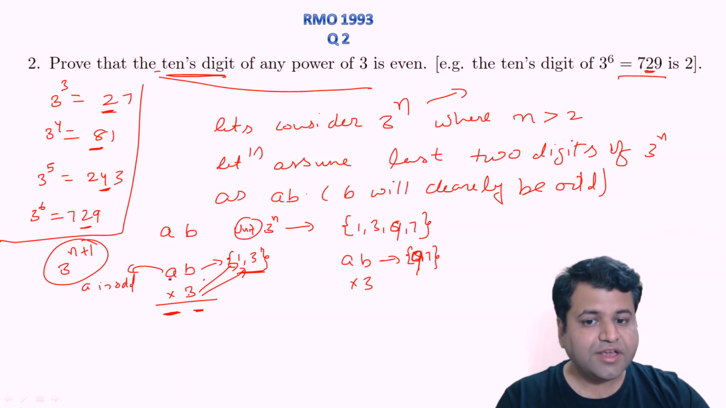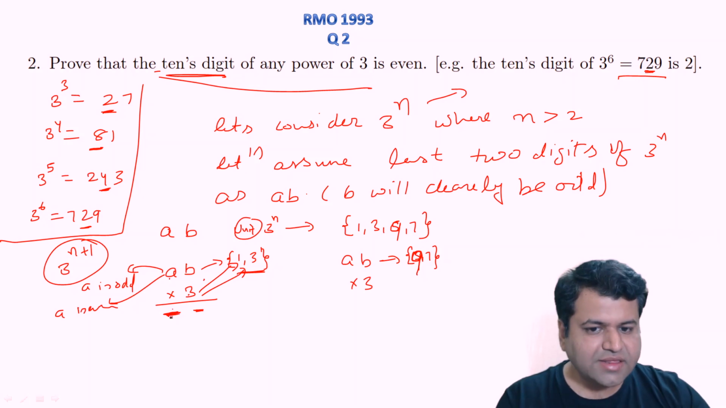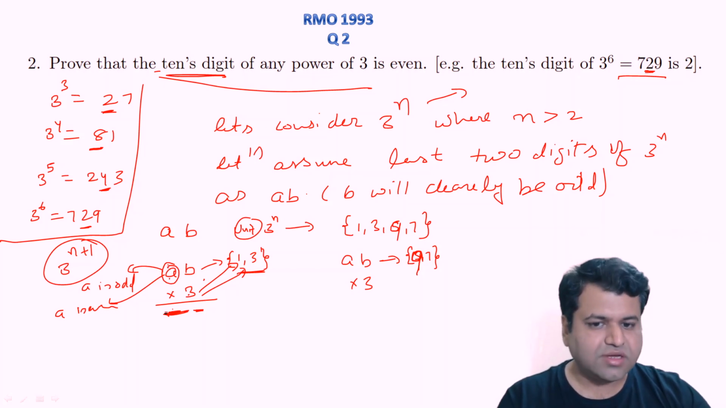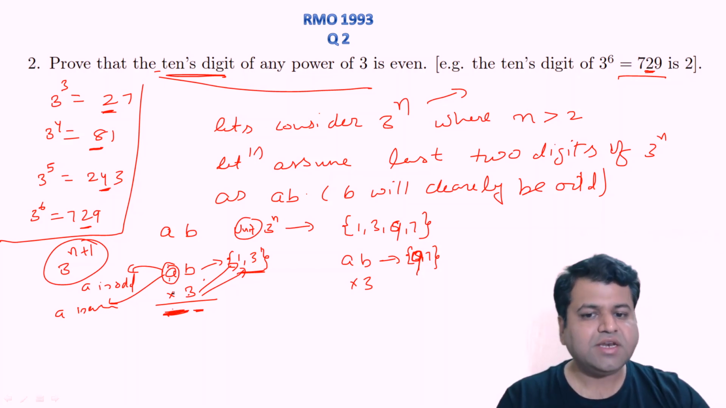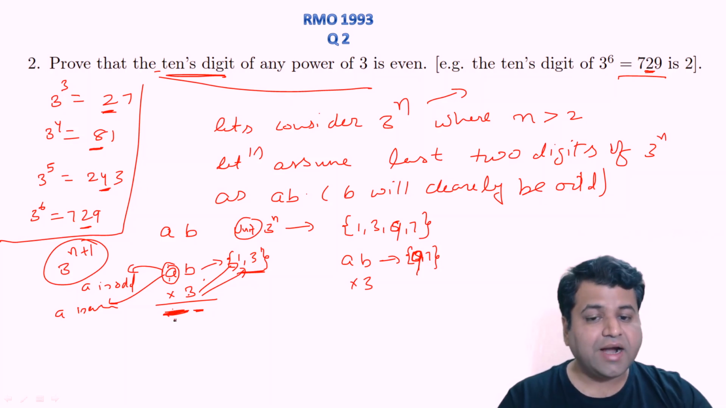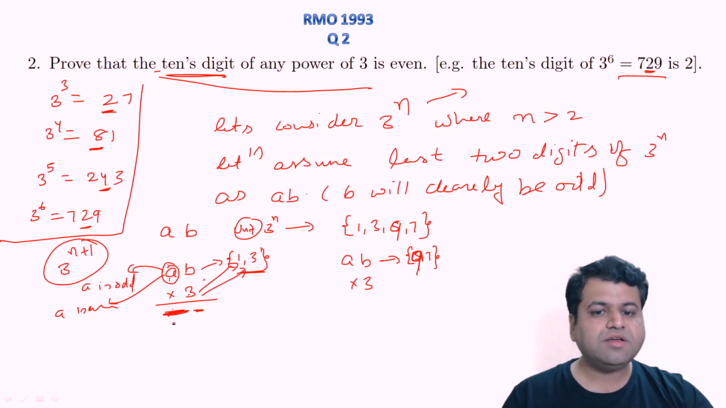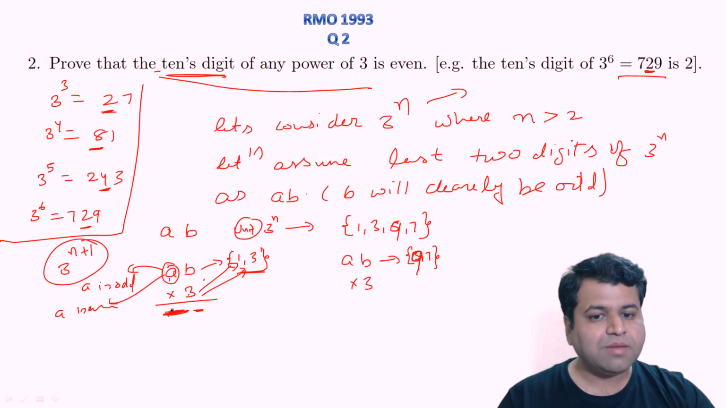Now if a is even, then this tens place is even, right? So in that particular case, this entirely depends on the value of a, right? What is a? If a is odd, then this tens place will be odd. If a is even, then this tens place will be even. And again, subsequent powers of 3 will follow from the same logic, right?